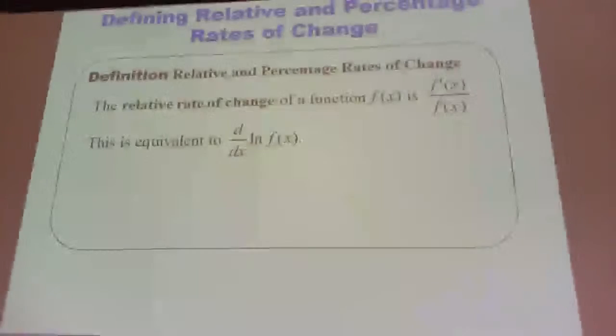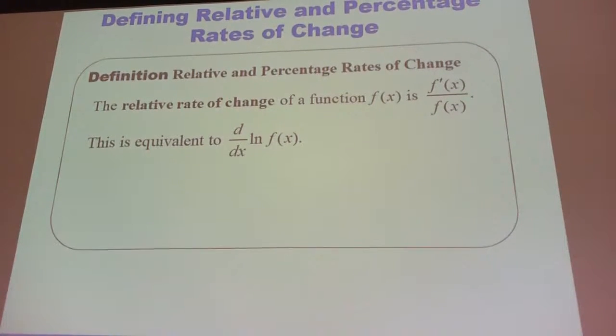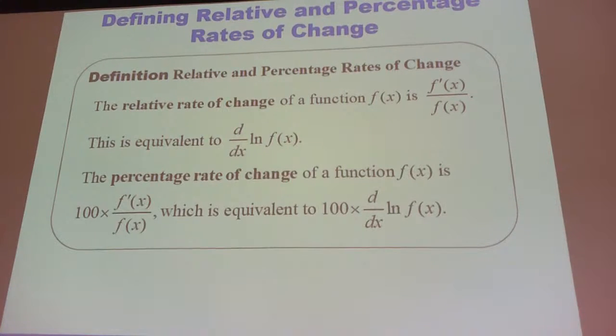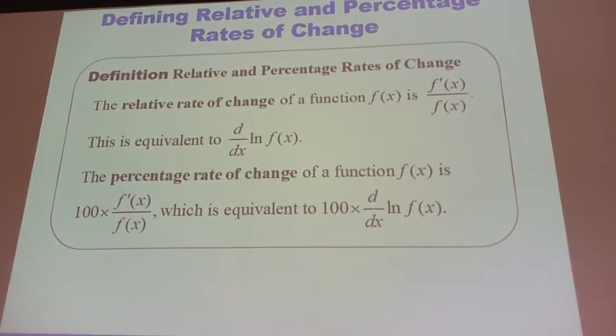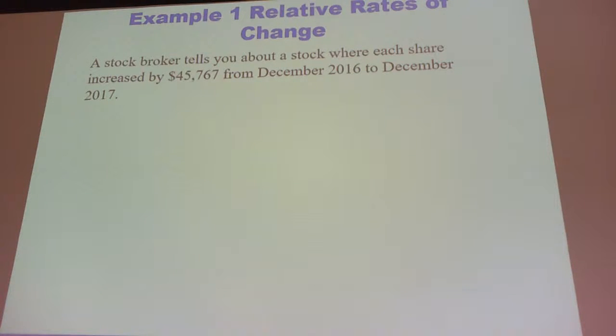So the definition of relative and percentage rates of change: the relative rate of change of a function is the derivative function over the original function. This is equivalent to taking the derivative of ln of f of x. Everything I'm about to show you is set up to get us to the equation. Once we get to the equation, we'll use the equation, we'll be fine. Again, this is setup. Okay? So the percentage rate of change of a function is 100 times the derivative function over the original function, which is the same as taking 100 times the derivative of ln of f of x. The alternative form of the relationship is called the logarithmic derivative.